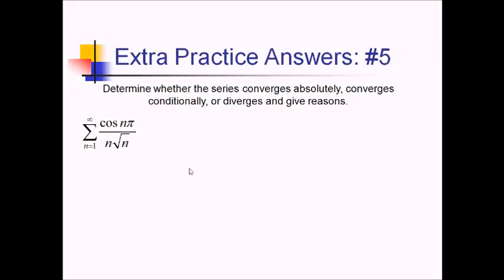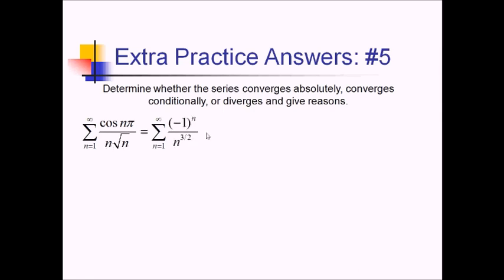On this problem, I want to know if this series converges absolutely, conditionally, or diverges. So first thing I'm going to do is rewrite this in a form that's easier to work with. For one thing, this cosine n of pi is really just cosine of pi, cosine of 2 pi, cosine of 3 pi. So we're just flipping back and forth between negative and positive 1. So I'll rewrite this as negative 1 to the n in the numerator. Denominator, this is really n times n to the 1/2. So this is n to the 3/2 down there.